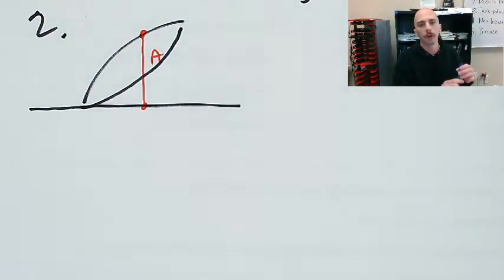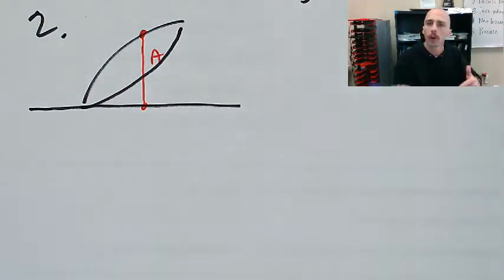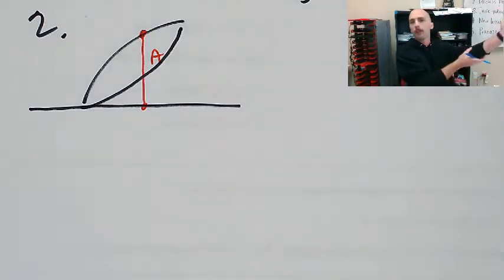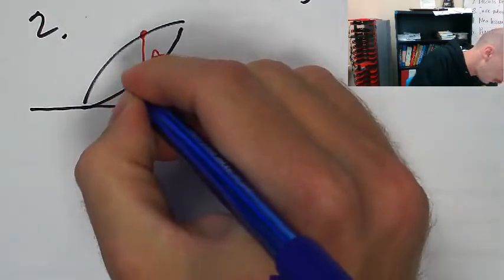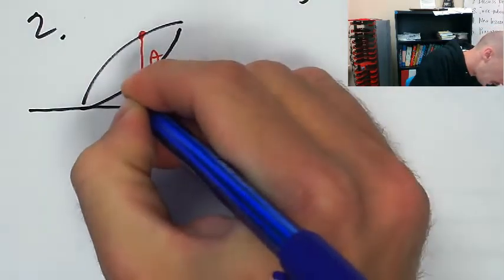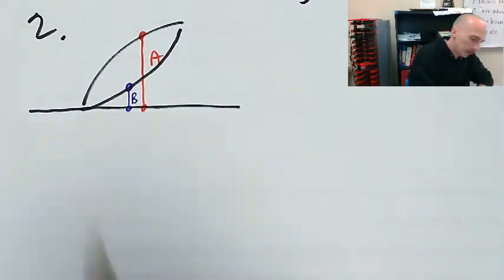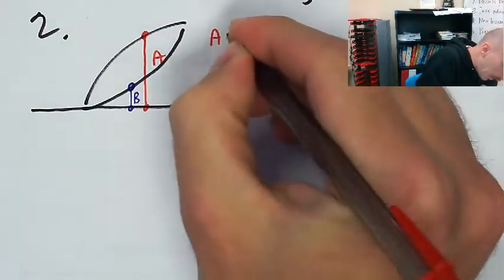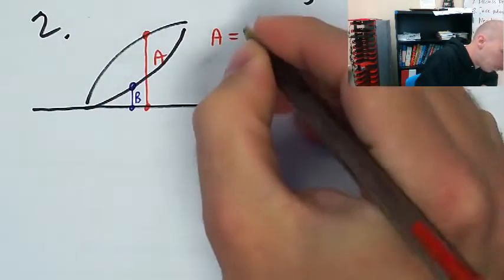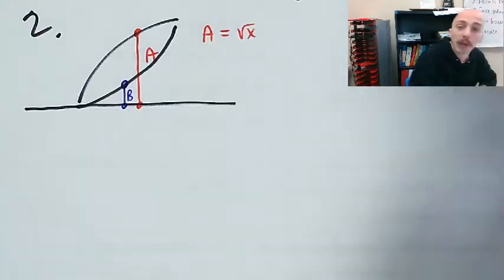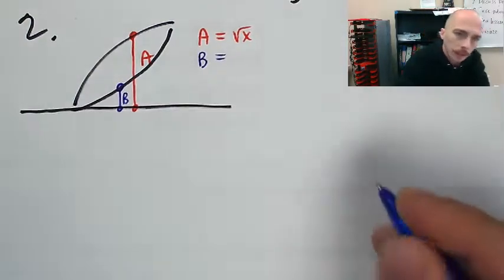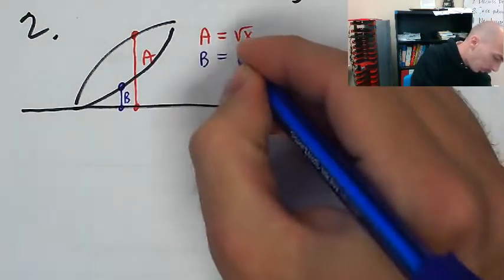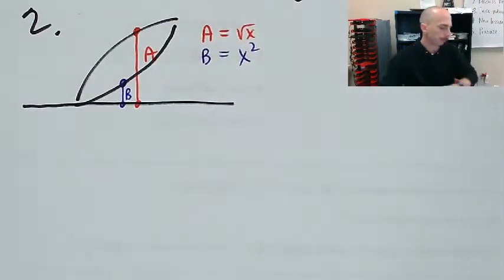I don't like to call the large radius and the small radius large r and small r, because oftentimes these regions, they call them r. So we can't use that for radius. Then I'll call that B. Length A, radius A, is going to be top minus bottom. That's y equals square root x minus bottom is y equals 0. And length B is going to be y equals x squared minus y equals 0.